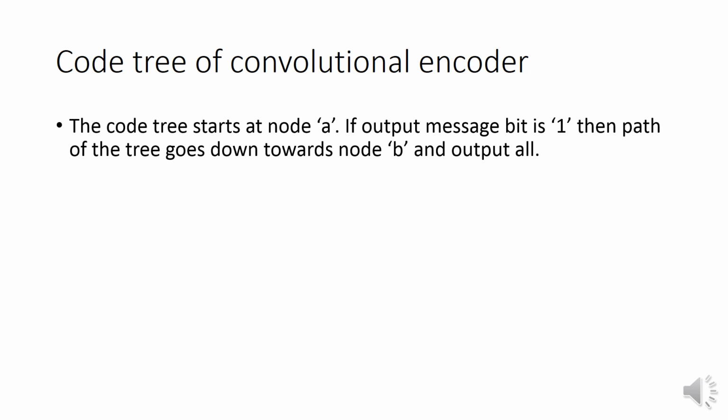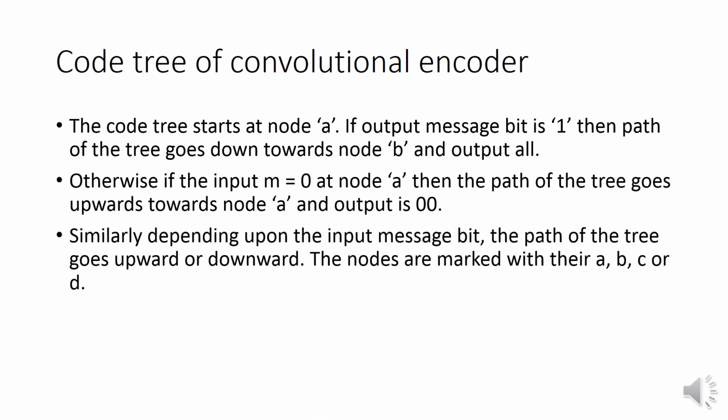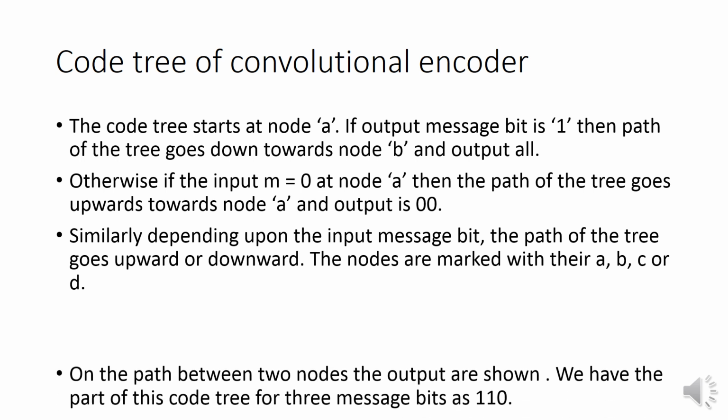In the code tree of the convolutional encoder, the code tree starts at a node A. If the input bit is 1, then the path of the tree goes down towards node B, and the output is 1 1. Otherwise, if the input m is equal to 0 at the node A, the tree goes upward towards the node A, and the output is 0 0. Similarly, depending upon the input message bit, the path of the tree goes upward or downward.